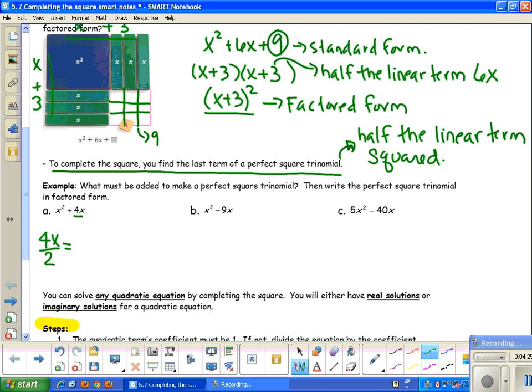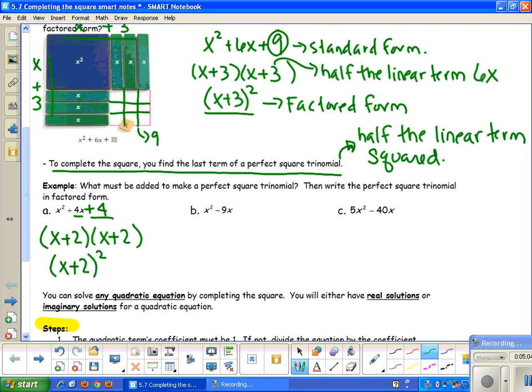So half of this is 2x. And we don't use the x actually, so half just the coefficient, I should say. Half of 4 is 2, so then we take that 2 and we square it. So 2 squared is equal to 4. So to complete the square, we need 4 more. Now I'm going to write this in factored form just to show you. We would get x plus 2 times x plus 2, and then this would become x plus 2 quantity squared.